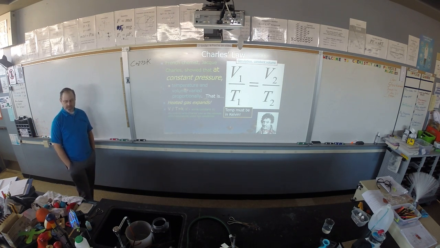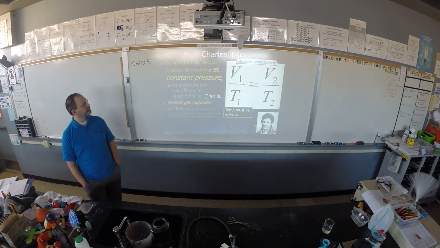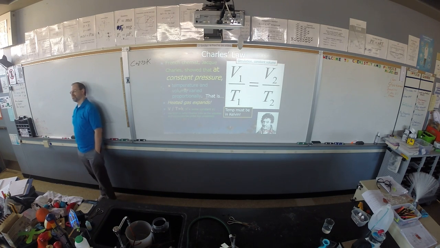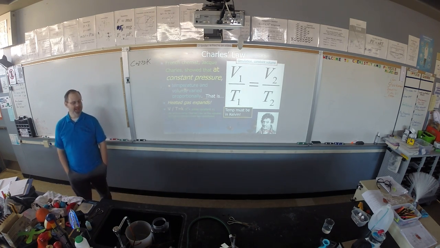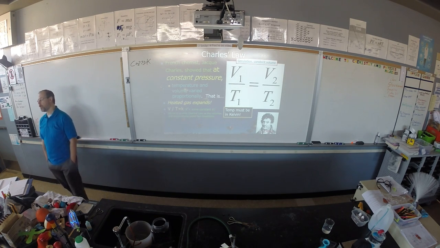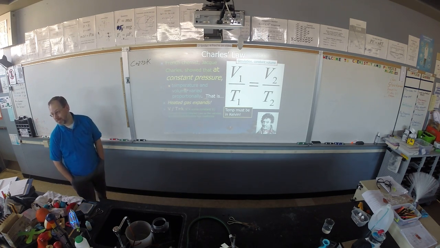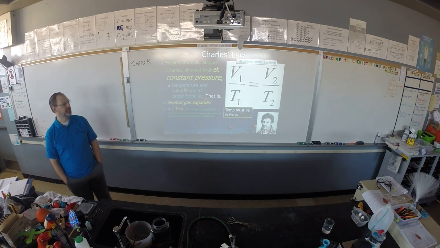So Charles found, we'll call him Charles because why not? So we call this Charles' law. Jacques Charles found that if you hold pressure constant, volume and temperature are proportional. As one increases, the other increases proportionally. There's not even really a constant of proportionality. It's just V1 over T1 equals V2 over T2.